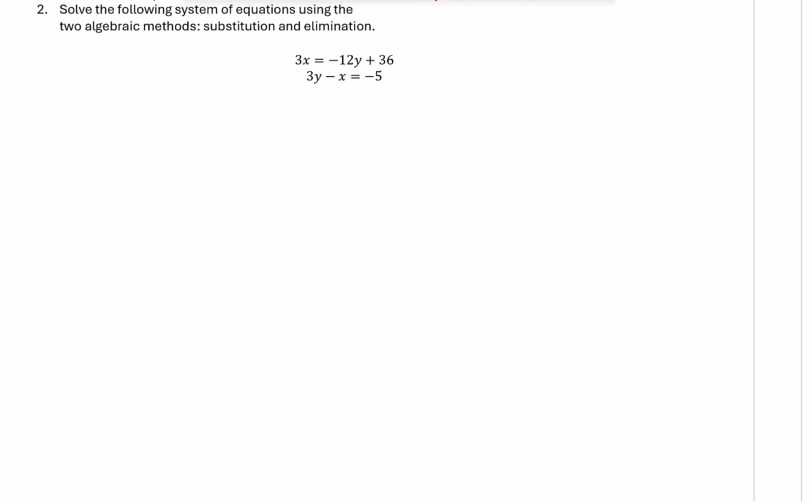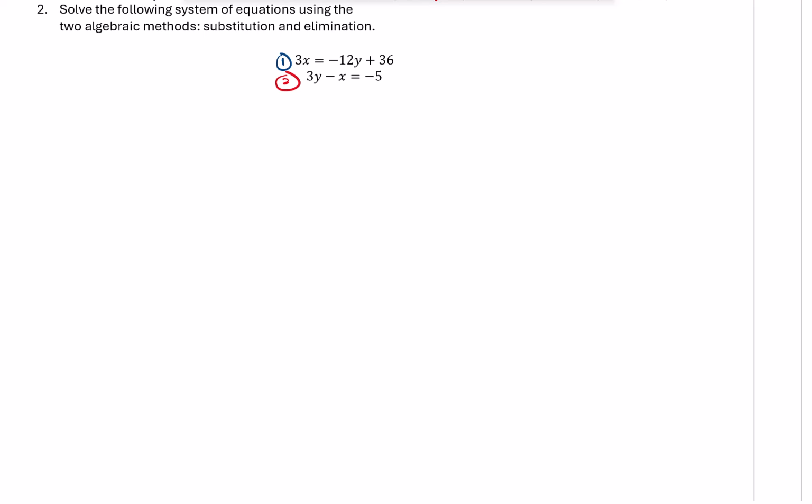So here's a question on solving simultaneous equations using two methods, substitution and elimination. Here is our system of equations. Let's start by labeling the two equations. I'll call this equation 1 and I'll call this equation 2.